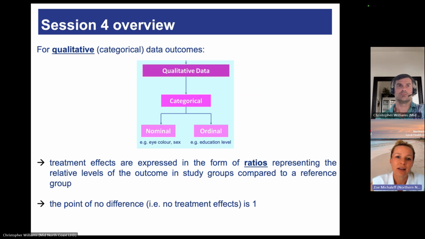For qualitative data, and personally I find it a lot easier to think about this data as categorical data. So we're thinking about variables such as sex or hair colour, or if there's order to the data, these are ordinal data. So it could be like the highest level of education attained. If the authors are comparing the outcomes between 2 treatment groups, this is done as a ratio. So the relative level of the outcome in one study group compared to the outcome in the reference group. And you interpret these findings around a point of no difference being 1.